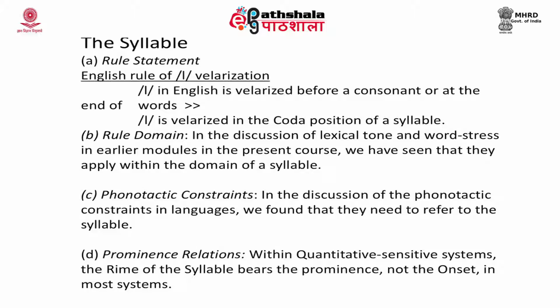But we will be brief with regard to stating the facts about these criteria, because we have already looked at the facts in considerable detail in earlier modules. Thus, rule statement. For example, we have looked at the process of Wheelerization in English in course 1 as well as earlier on in this module. What the rule says is that L is Wheelerized, that is, L is produced as O before a consonant or at the end of words.